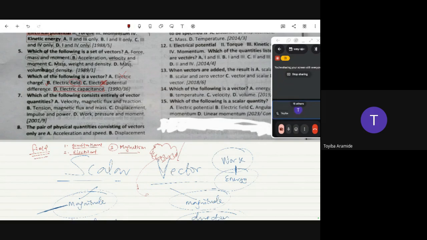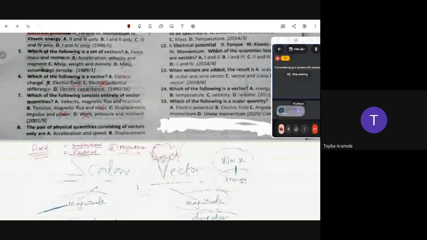So I'm going to start from G. Only vector. Work is scalar, so G can't be the answer. I don't even need to check C. I can see power. It can never be the answer. Say I'm taking B, I can see mass. It can't be the answer. The answer is A, which is velocity, magnetic flux, and reaction.